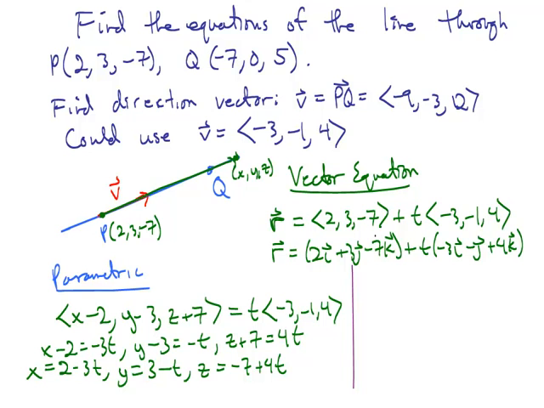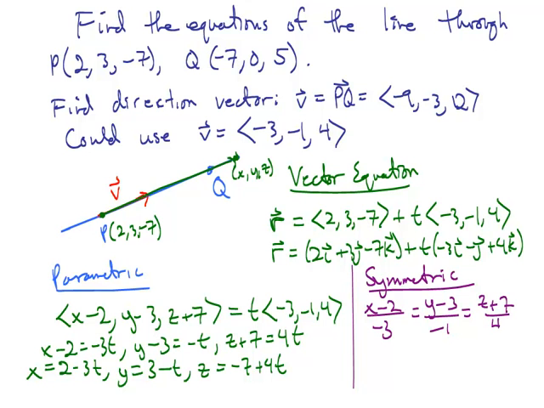And finally then, let's do our symmetric equations. All we do here is from the parametric solve each for t. So I have (x minus 2) over -3. That's equal to (y minus 3) over -1, which is equal to (z plus 7) over 4. Those are my symmetric equations. So any ordered triple x, y, and z that satisfies that series of equations is going to be a point on this line.